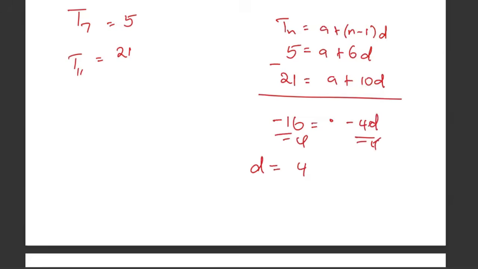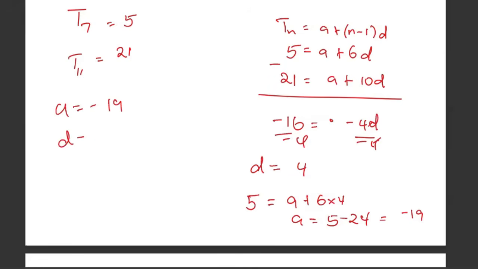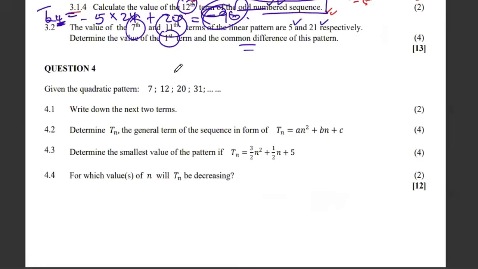And then I'll replace this d into one of the equations to find my a. So if I use the first one, 5 is equal to a plus 6 times 4, meaning that a is going to be 5 minus 24. 5 minus 24 gives me negative 19. So my first term is negative 19, and then my common difference is just 4. Okay, so that is question number 3.